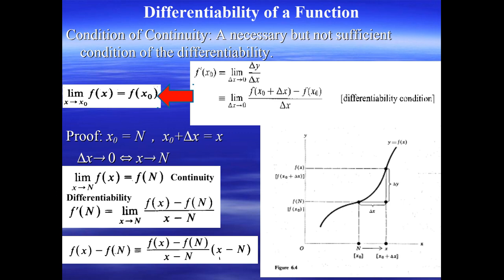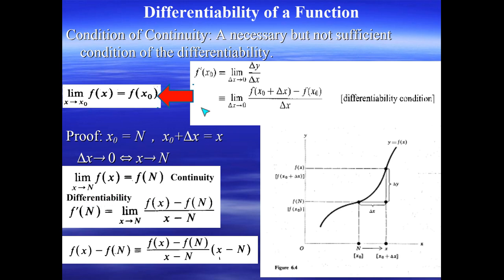This is the definition of continuity. When we take n instead of x0, and instead of x0 plus delta x we take x, so if the limit of f of x when x goes to n is equal to f of n, the value of the function at that point, the function is continuous.